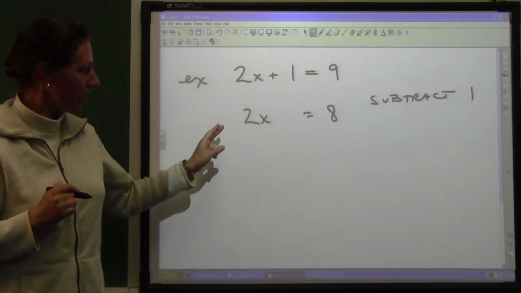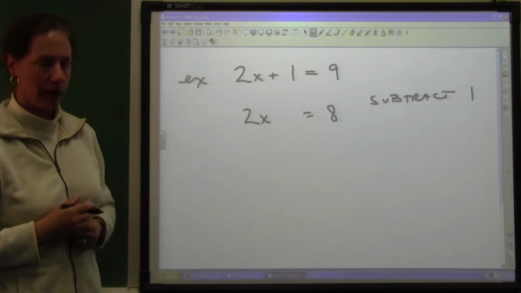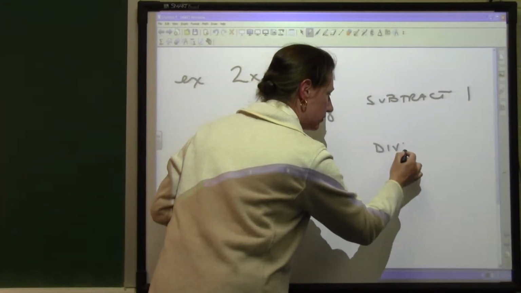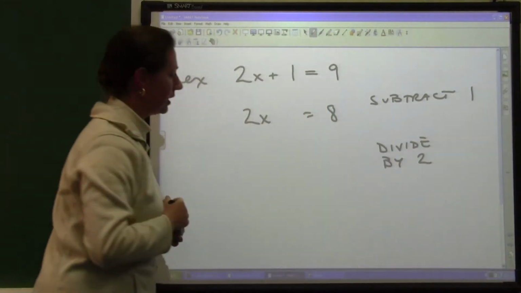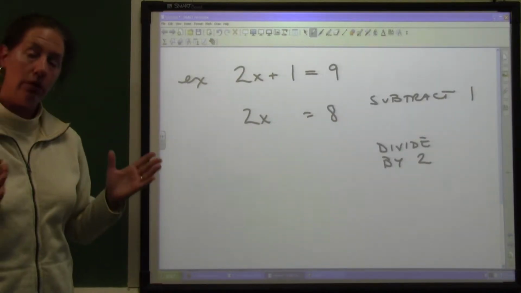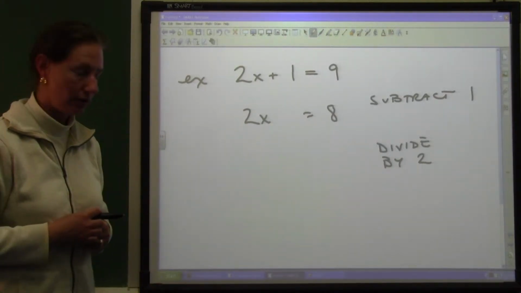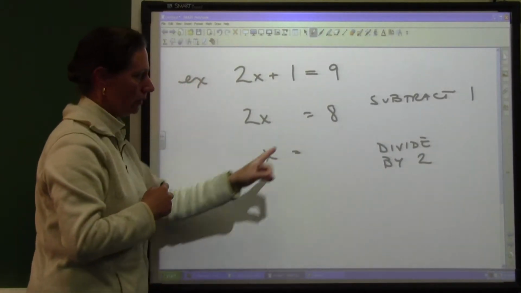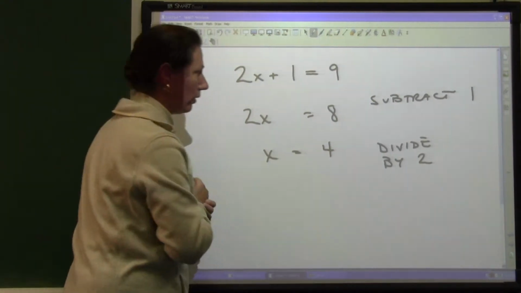The next step is to undo the multiplication happening to the variable. Right now the x is multiplied by 2, so to undo that multiplication, we do the inverse operation, we divide. And here, because x is multiplied by 2, we divide by 2. What gets divided by 2? Both sides get divided by 2. On the left-hand side, when we take 2x and divide by 2, we get 1x, or just x. On the right-hand side, 8 divided by 2 will give us 4.